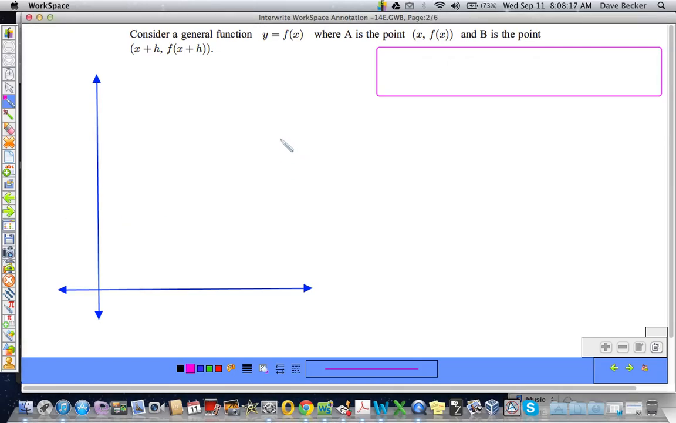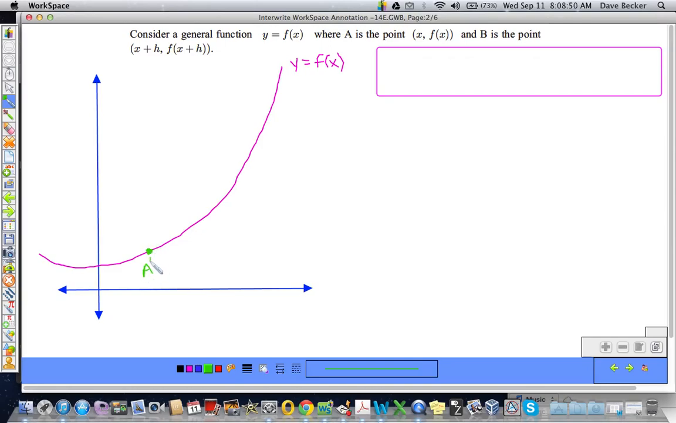Okay, so I want you to consider a general function y equals f of x. So I'm going to try and draw a bit of a smooth parabolic thing here. Nice curve, not bad. Okay, so this is going to be y equals f of x, where A is the point x, f of x. So what does that mean? So this is point A.